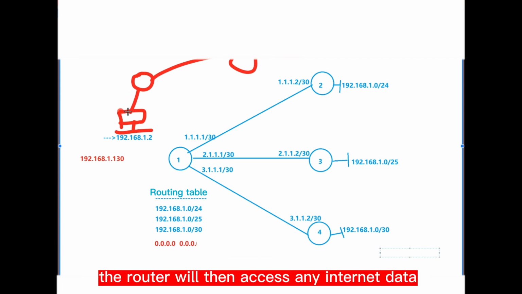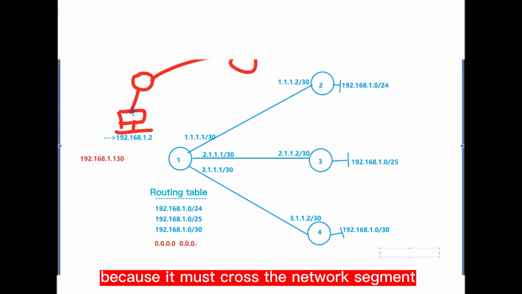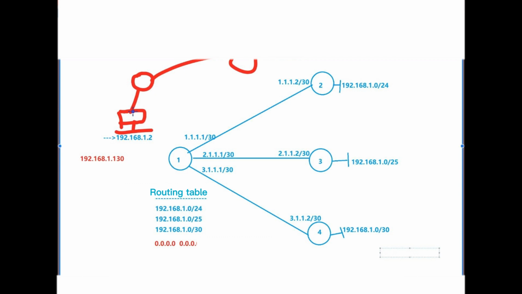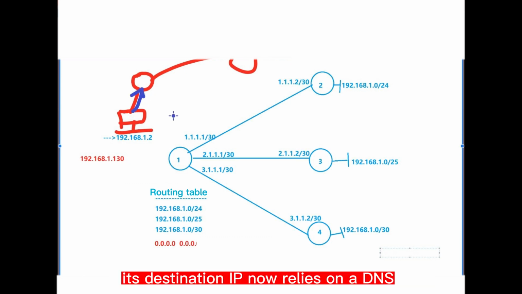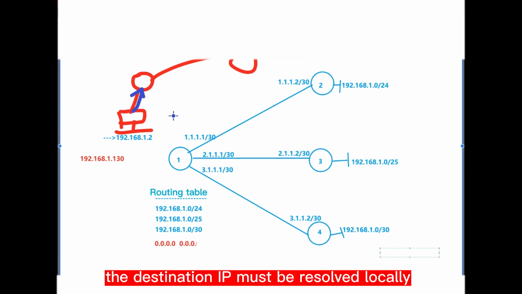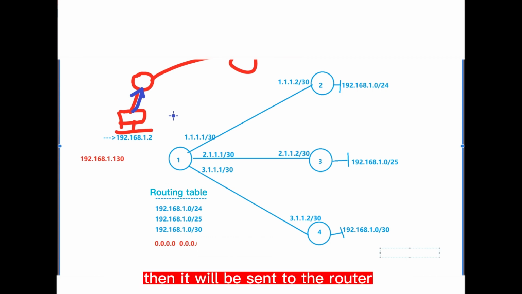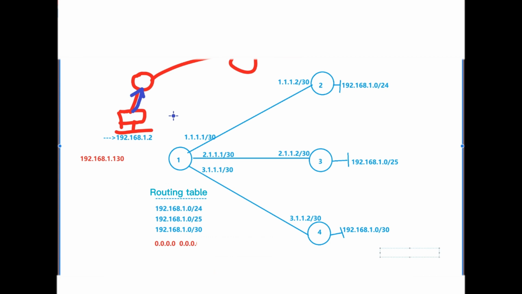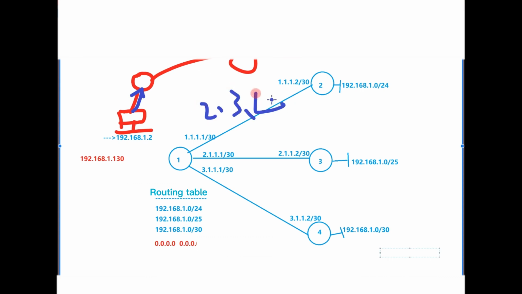The router will then access any internet data. Find its gateway, because it must cross the network segment. Find gateways across network segments. The data arrives at the gateway here. Its destination IP now relies on a DNS. The destination IP must be resolved locally. Then it will be sent to the router. For example, data is now going to 2.3.4.5.